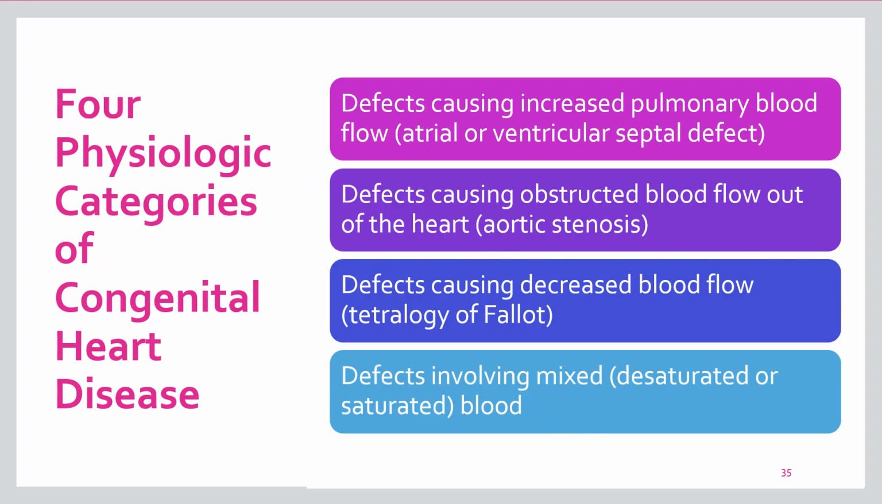And the defects involving mixed, desaturated or saturated blood. Sometimes there can be defects which cause mixed blood, so that is cyanotic disease or acyanotic disease. Sometimes when there is overriding of the aorta, or when there is a mix-up of the blood vessels in the baby, that's mostly happening due to congenital heart disease, congenital problems. So the blood in the vessels can mix together between the saturated and the non-saturated blood.